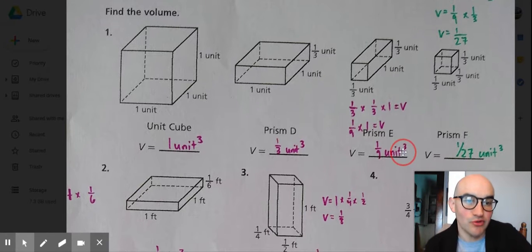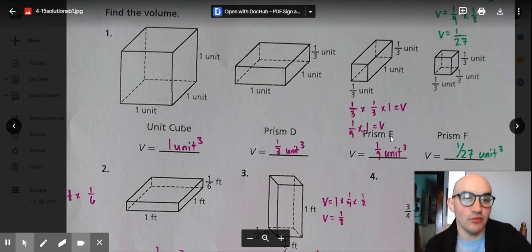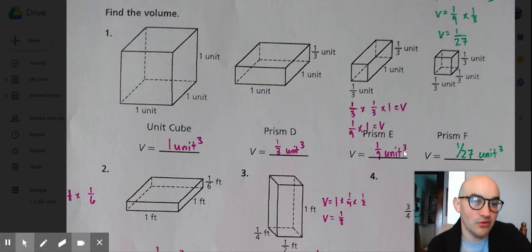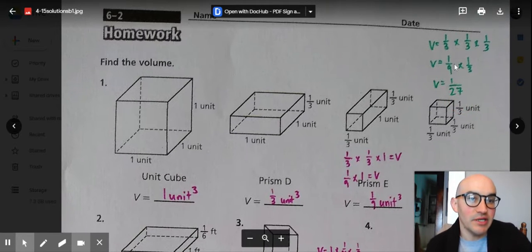And it's always important to remember that the power, the exponent 3, tells us that we're multiplying the measurement by the measurement by the measurement, or the measurement by itself 3 times, and that's where that 3 comes from. So don't forget that. And then here you can see prism F, 1/3 times 1/3 times 1/3. My work is up here in green on the top, and you can see I work my way down and I get 1/27.